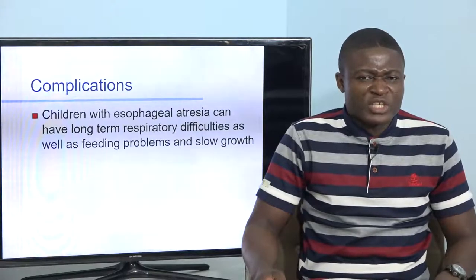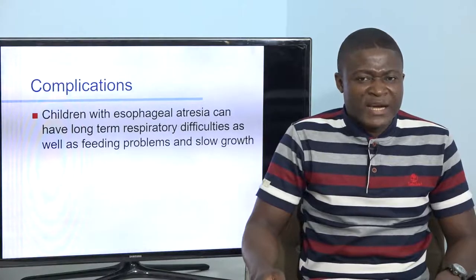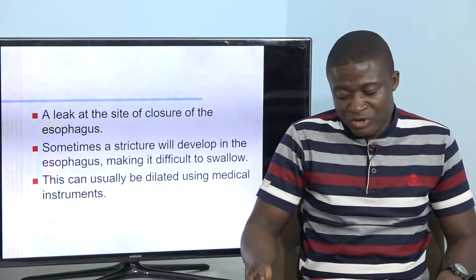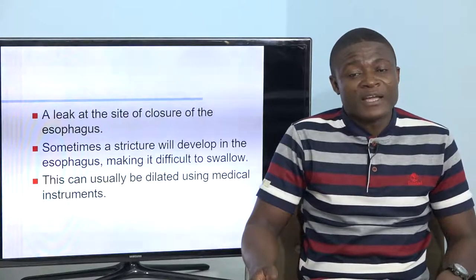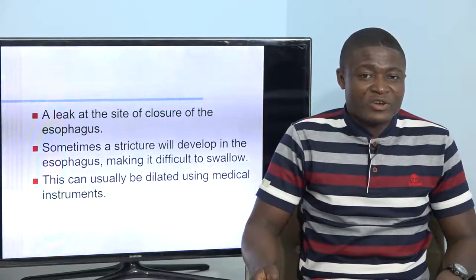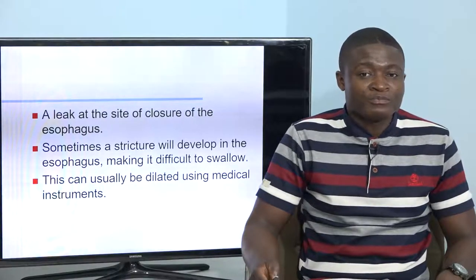What are some complications in oesophageal atresia? Children with oesophageal atresia can have long-term respiratory difficulties as well as feeding problems and slow growth. You all know why they have feeding problems, and you all know why they have poor development or poor growth, because they are not getting adequate nourishment due to this congenital anomaly of the oesophagus.